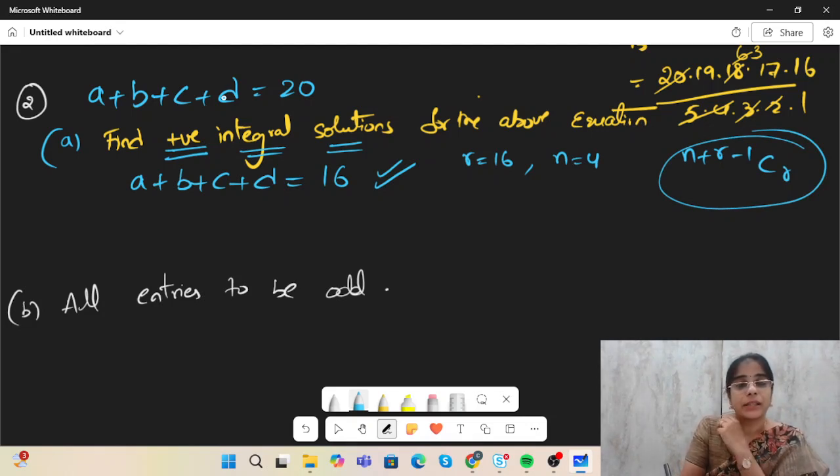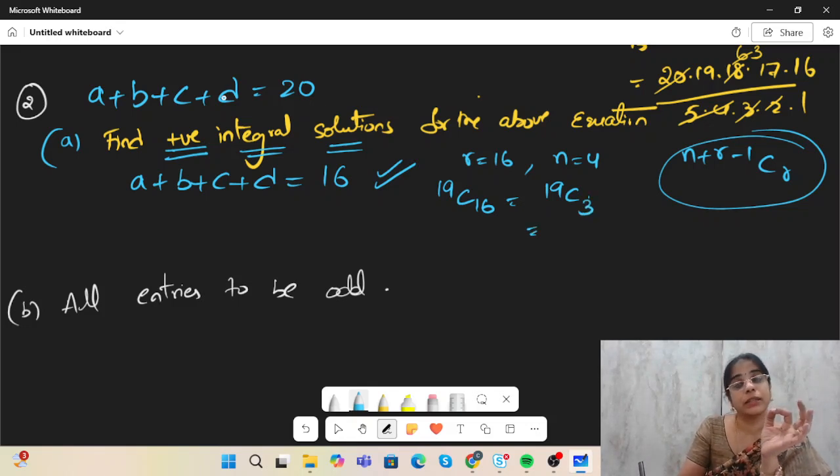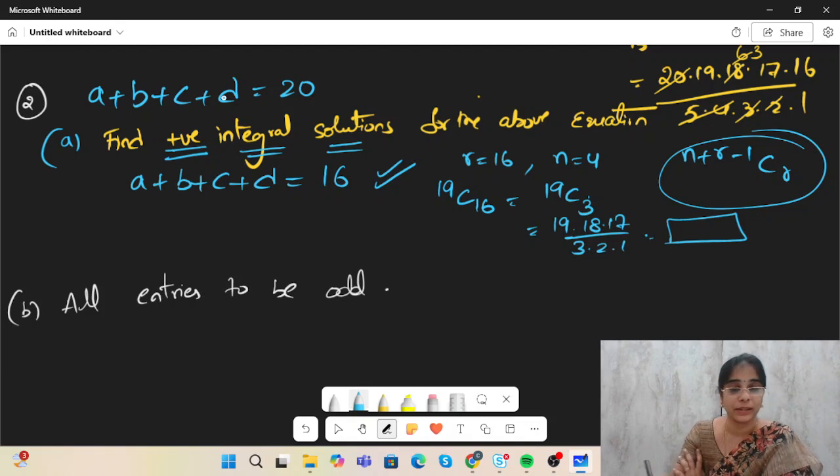So N plus R, this is 16 plus 4, 20. 20 minus 1, that is 19 C 16, or you can write it as 19 C (19 minus 16), that is 19 C 3, which is reduce 19 three times: 19 into 18 into 17 upon 3 into 2 into 1. You calculate, you get your answer there. Right. Now the next question is based on the same second question.